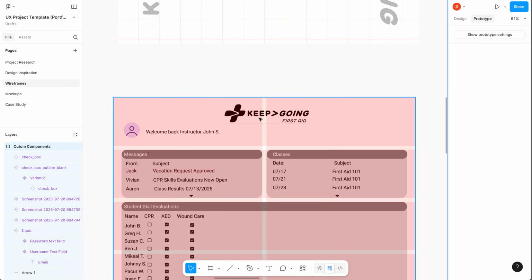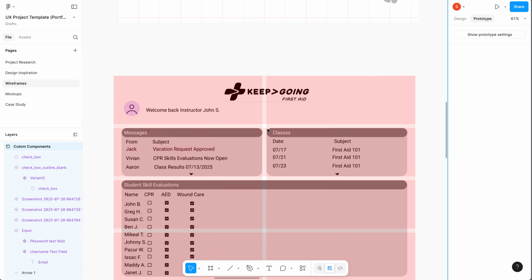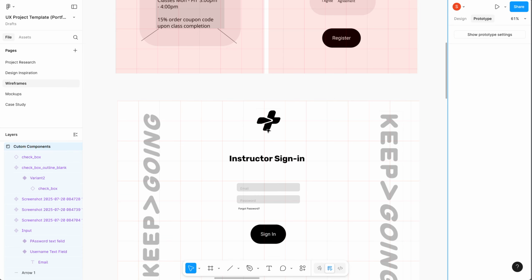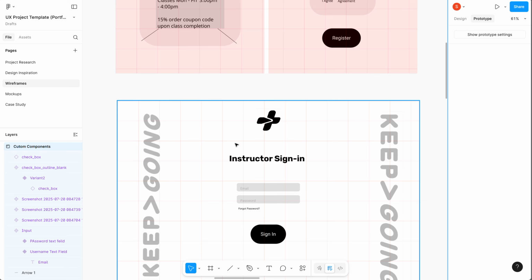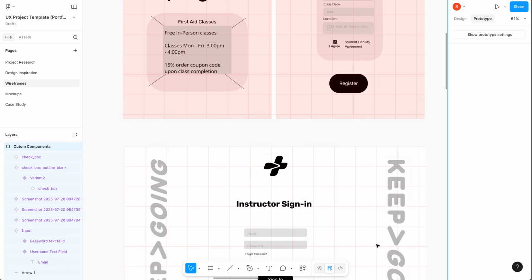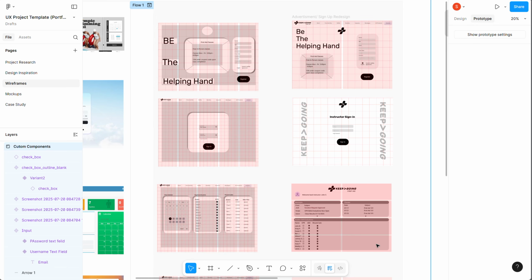On this first page, I changed it because it is the instructor dashboard. And I didn't want to repeat it here because I had already put "keep going" on the sides. And so that is the redesign of all of my pages for my wireframes.